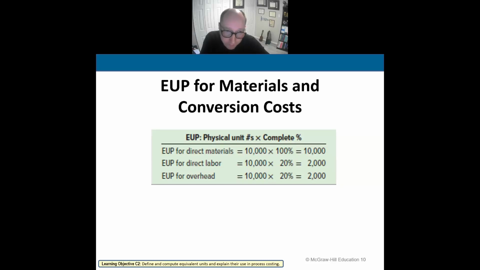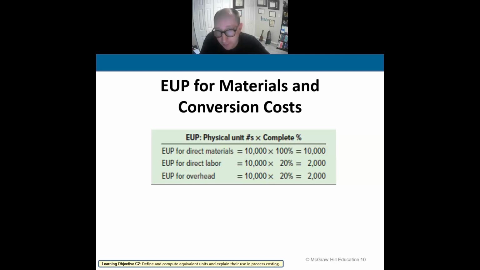My equivalent units of production are assigned costs, materials, labor, and overhead. And the way that I do that is I take the number of units I expect to produce during the accounting period. I multiply that by the percentage complete for materials, labor, and overhead.